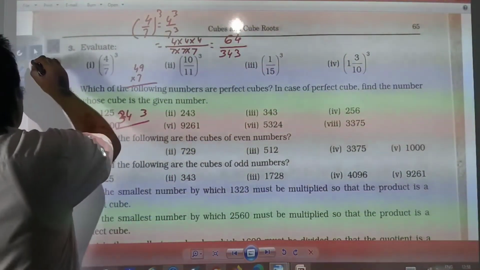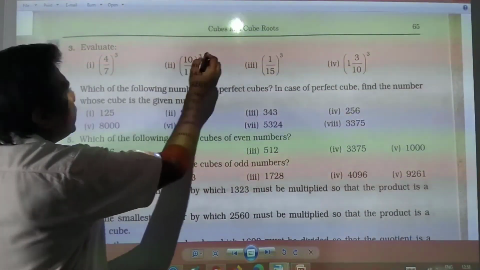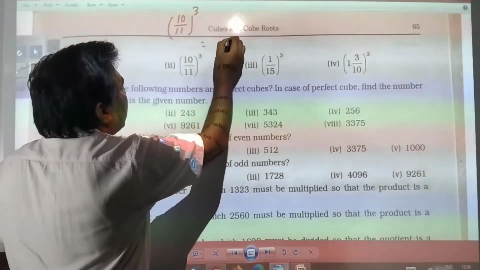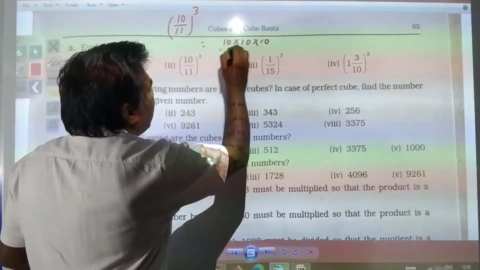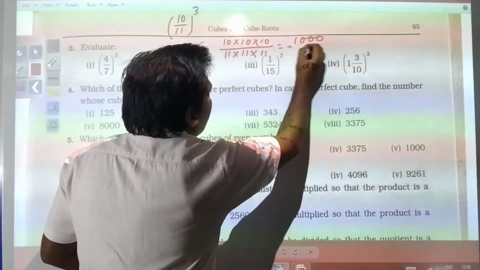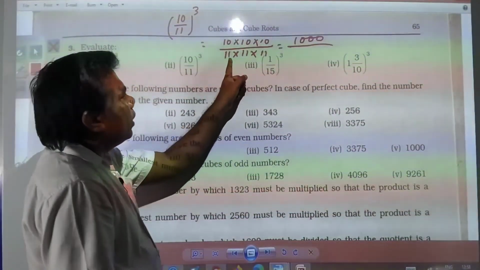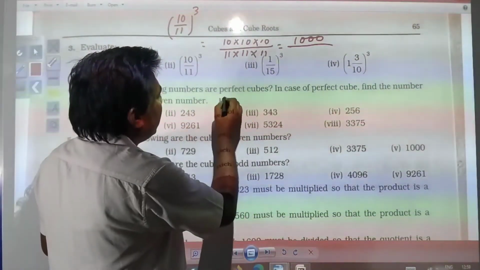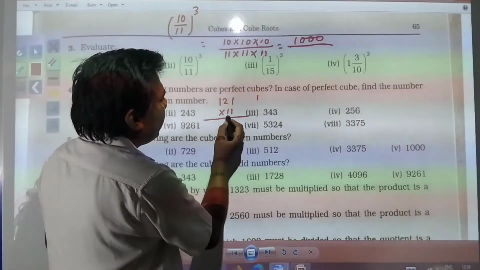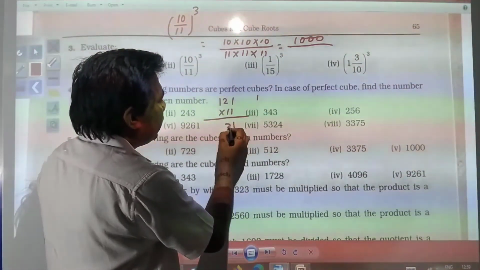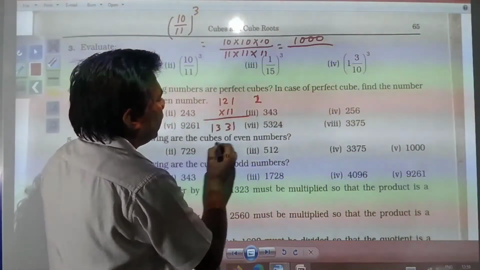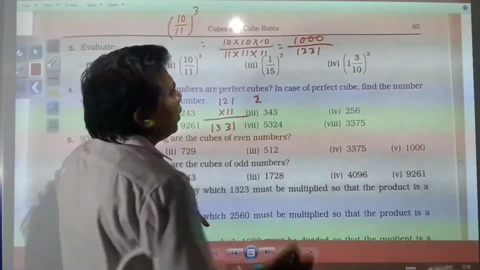So in the same way other questions are required to be solved. Here you see (10/11)^3. It means 10 into 10 into 10 divided by 11 into 11 into 11. Here you will get 1000, and here you will get 11 into 11, 121, into 11. If you multiply, 11 ones are 11, 11 twos are 22 and 1 is 23, 11 ones are 11 and 2 is 13. So 1331. This will be your answer.